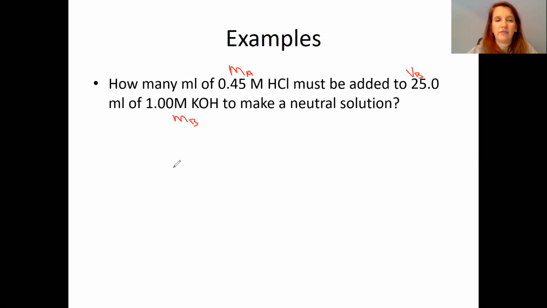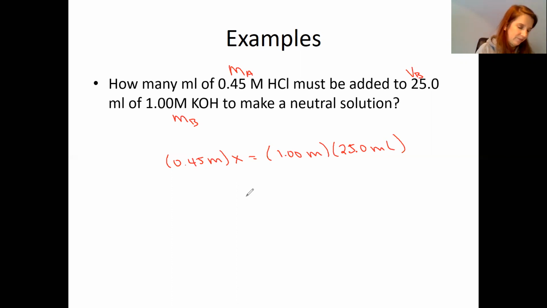So this time we're solving for the volume of our acid. So Ma, Va, so that's our unknown, is equal to Mb, 1.00 molar, times Vb, 25.0 milliliters. So to get the X by itself, we would take 1 times 25 divided by 0.45. We would have to add about 56, because of sig figs, milliliters of acid into that solution to get it to neutralize.